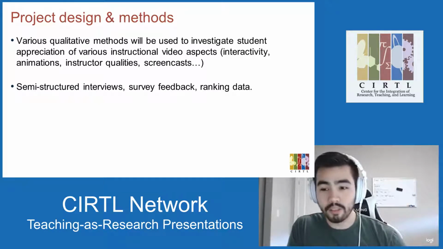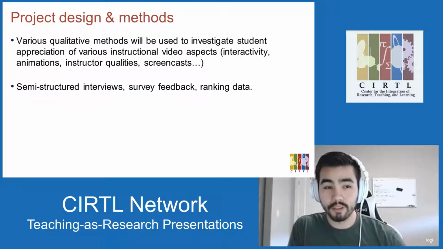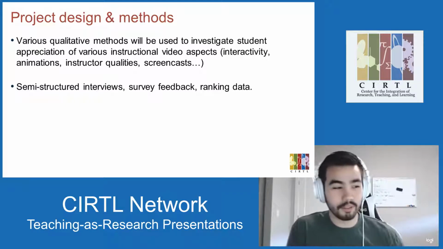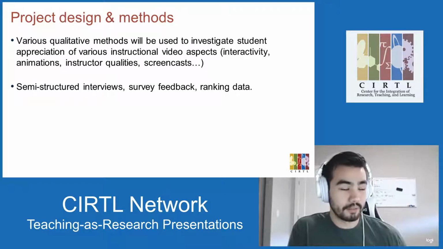So the interactivity, that's the embedded questions that students can click on. The animations, so that's the microscopic of the triangle. The instructor qualities was a big hit. The instructor is famously enthusiastic and flamboyant and present on screen. Students tend to enjoy it and a few disdain, but majority wins. Screencasts, so some people like the Khan Academy kind of vibe.